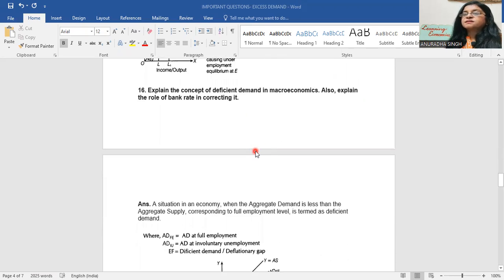Now see the next question. It is given: explain the concept of deficient demand in macroeconomics. Also explain the role of bank rate in correcting it. What you can do to correct it using the bank rate.